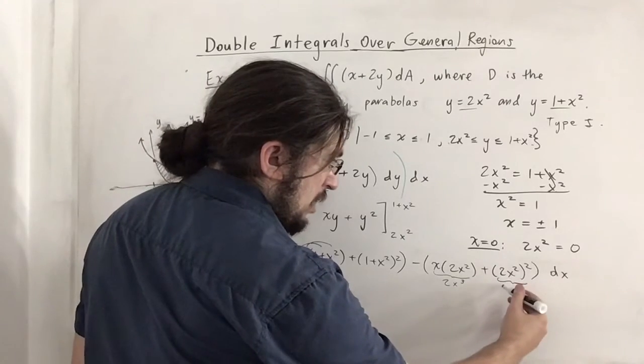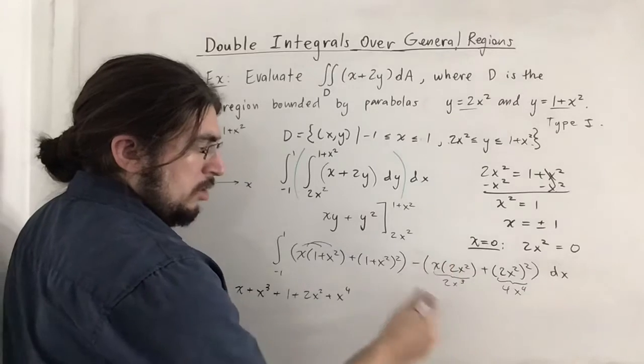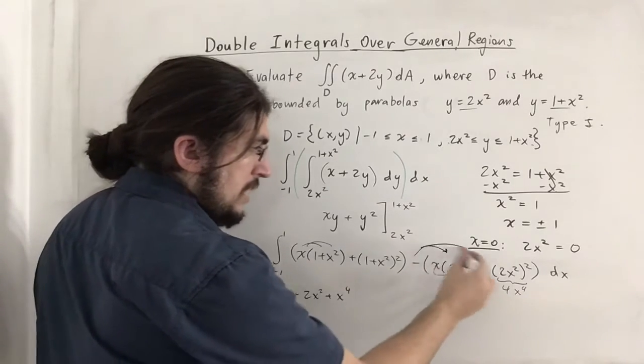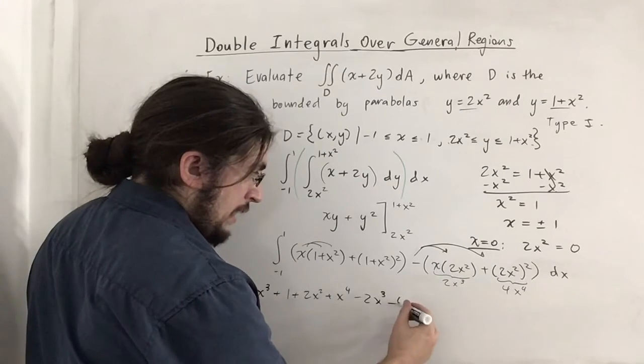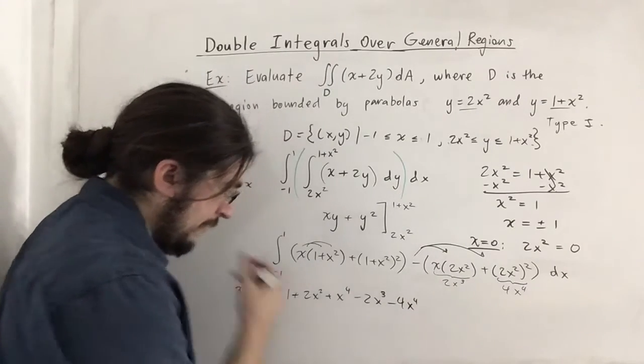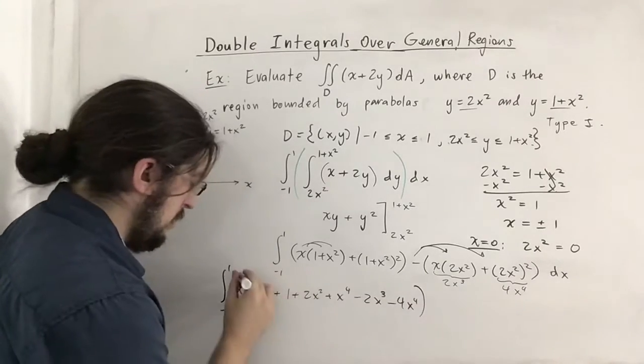I know this guy is going to be 2 squared, which is 4, and x squared squared is x to the fourth. The reason I'm writing it like this, of course, is because I'm going to distribute this negative. So that'll give me minus 2x cubed minus 4x to the fourth. And now we need the integral of this from negative 1 to 1 dx.